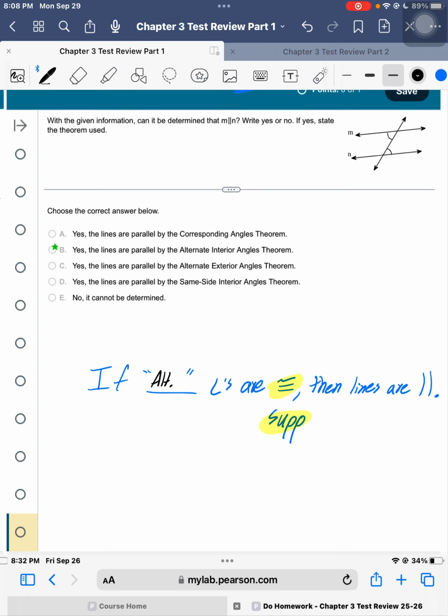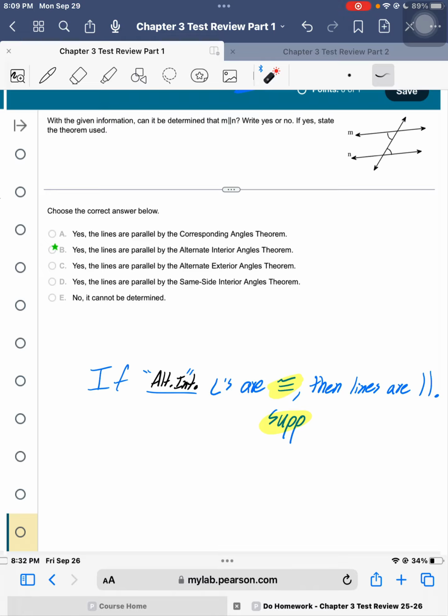So let's say I wanted to put if alternate interior angles are congruent, then the lines are parallel. Now this whole sentence right here is my alternate interior angles theorem. You would only use supplementary when this is not alternate interior, when it's actually same side interior. So this would read, if same side interior angles are supplementary, then the lines are parallel.